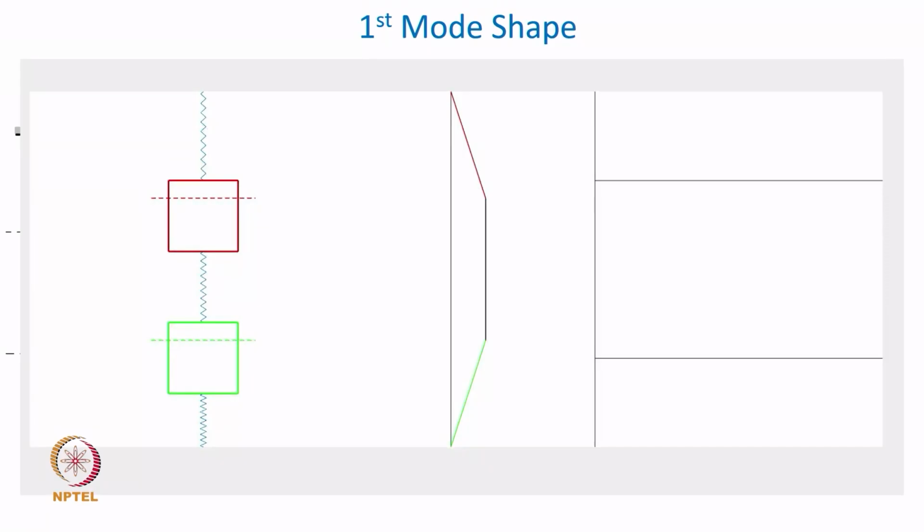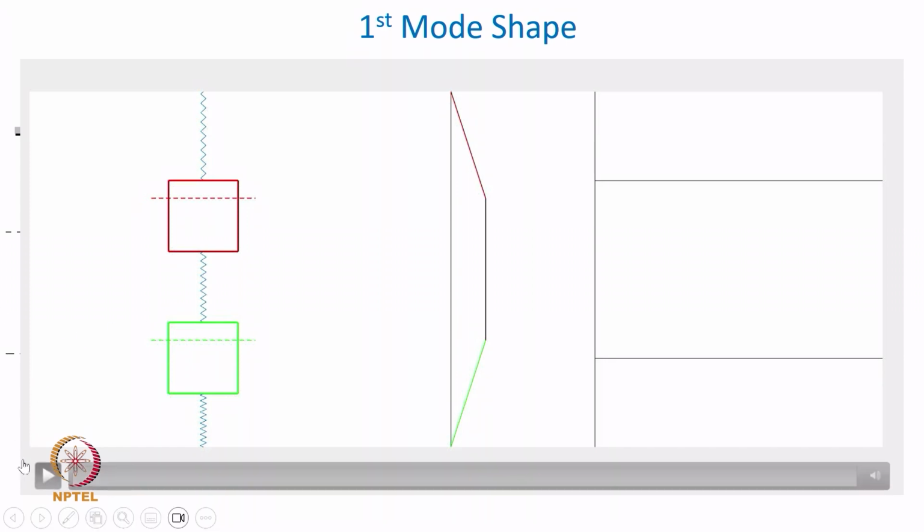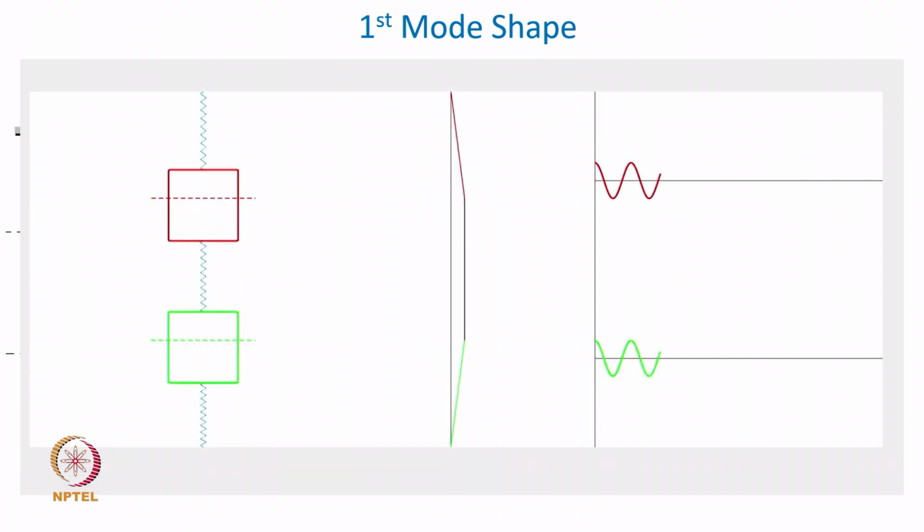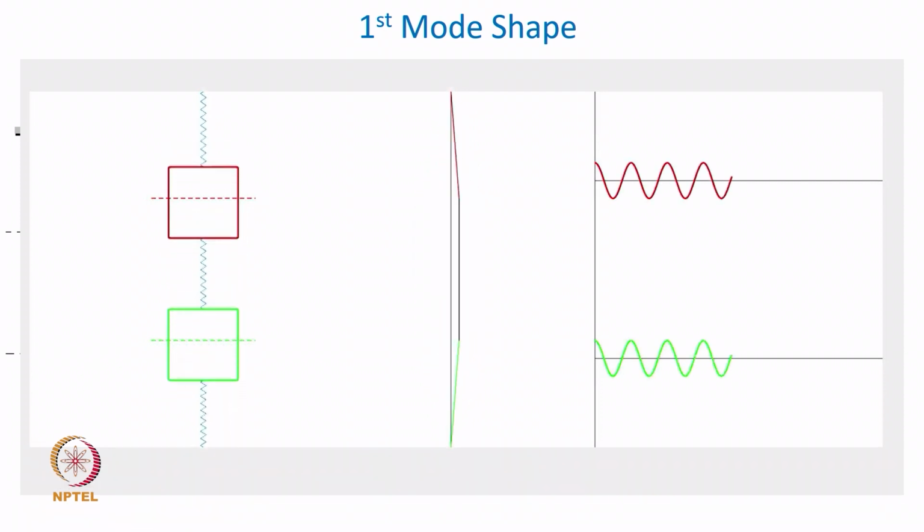Now, the animation here will give you a very good sense of what we have seen and discussed. So, this is how the first mode shape looks for this particular system, where k1 equal to k3 equal to k, and k2 equal to 2k.